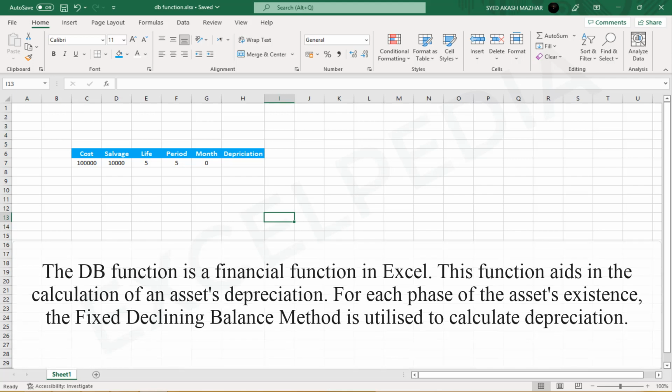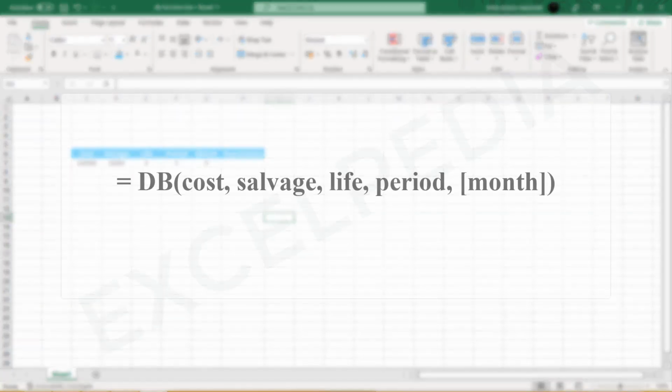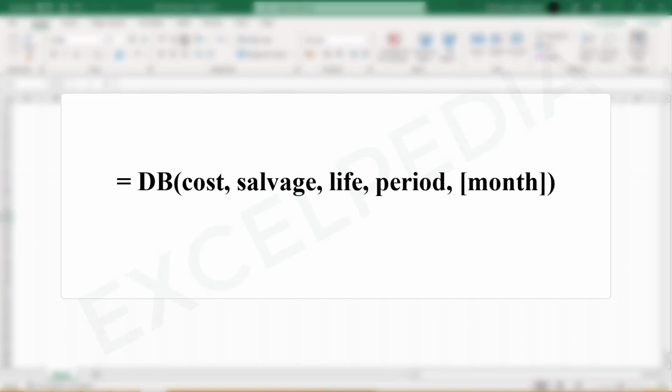The DB function is a financial function in Excel. This function aids in the calculation of an asset's depreciation. For each phase of the asset's existence, the fixed declining balance method is utilized to calculate depreciation. Formula: equals DB, open parenthesis, cost, comma, salvage, comma, life, comma, period, comma, open brackets, month, closing brackets, close parenthesis. These are the arguments used in the DB function.